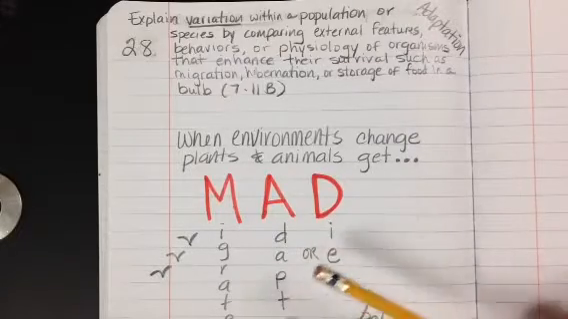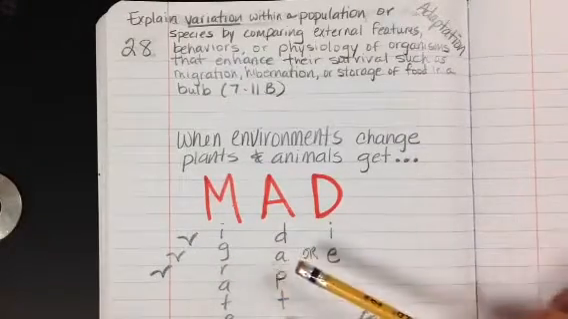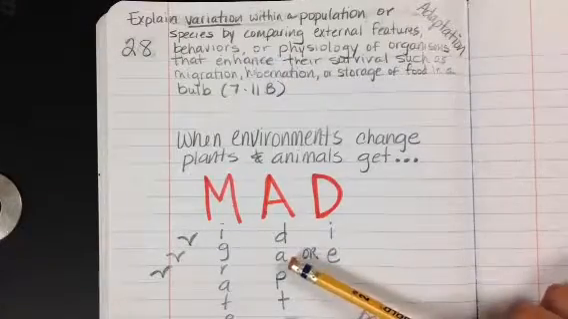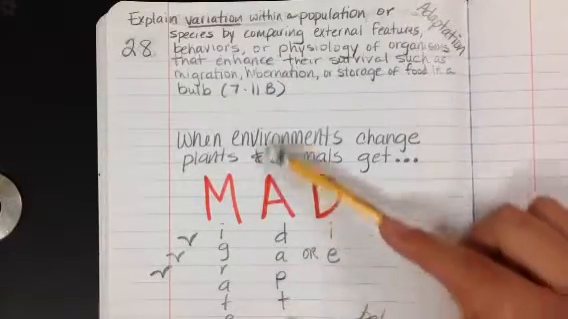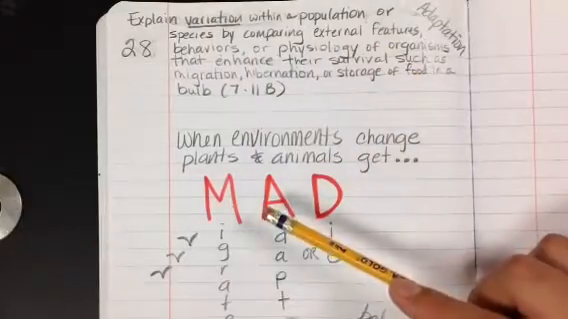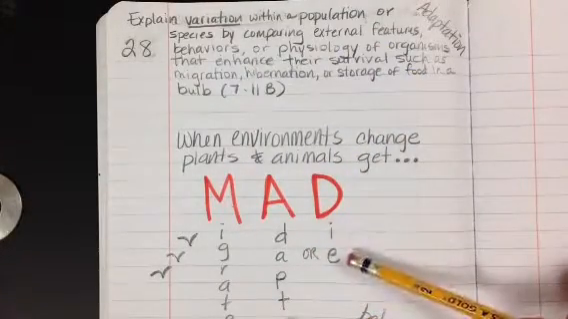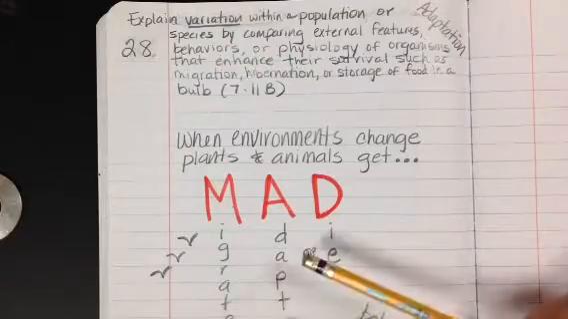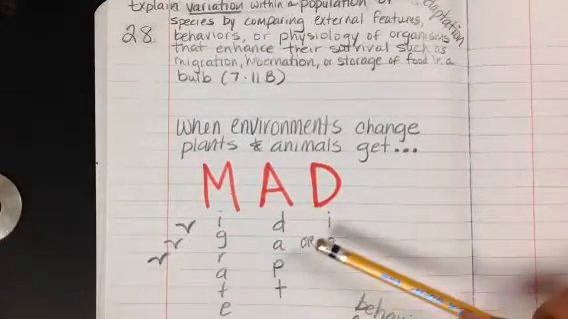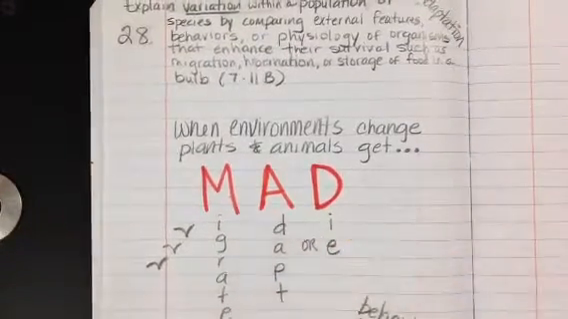Right? Or if they don't migrate, move away, if they don't adapt, and the population or the variation within the population doesn't adapt, then their last option is, sadly, that they die. Okay, so they have three options. They migrate, they adapt, or they die.